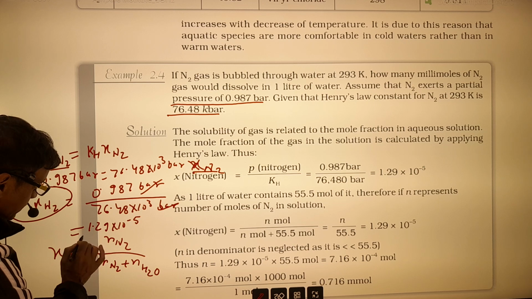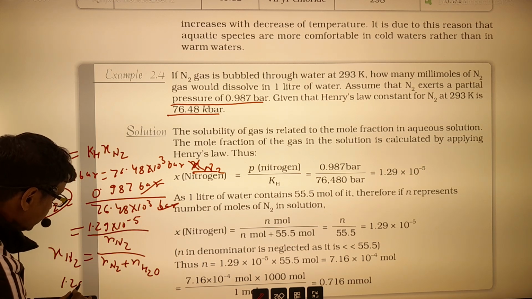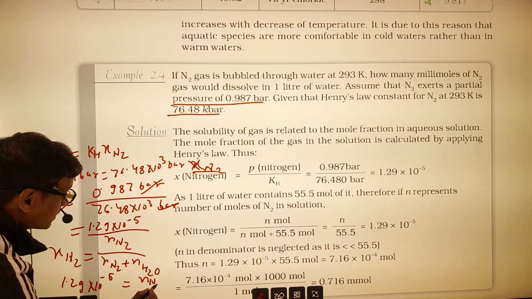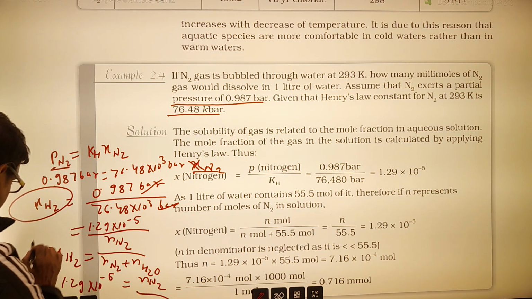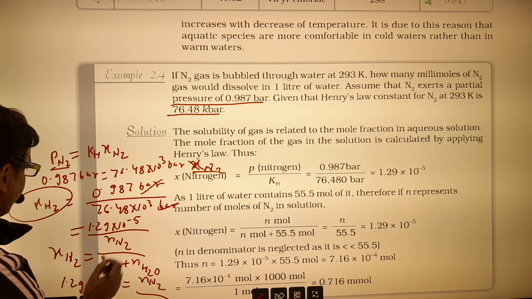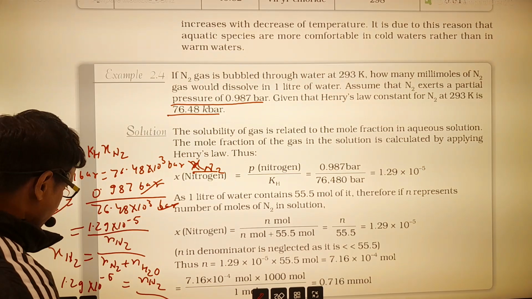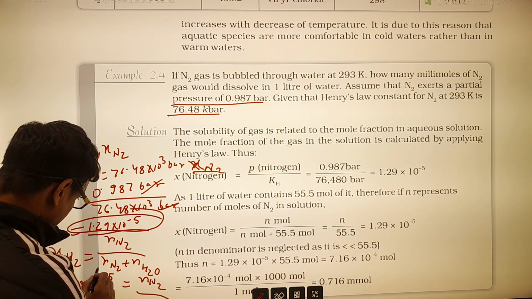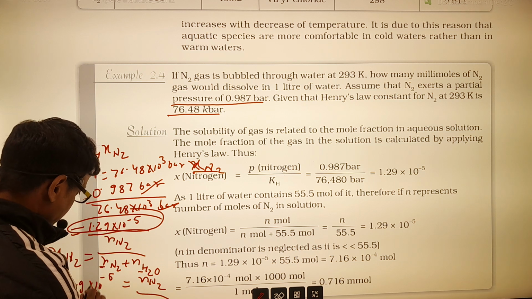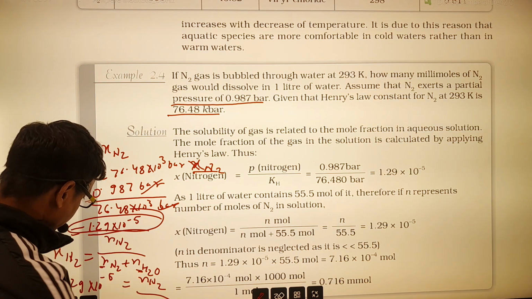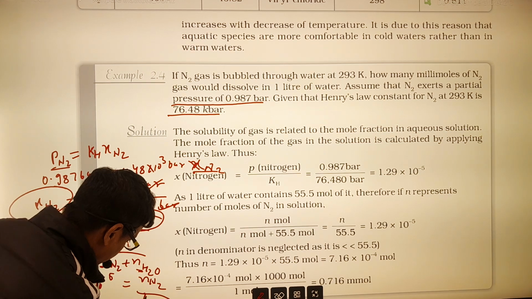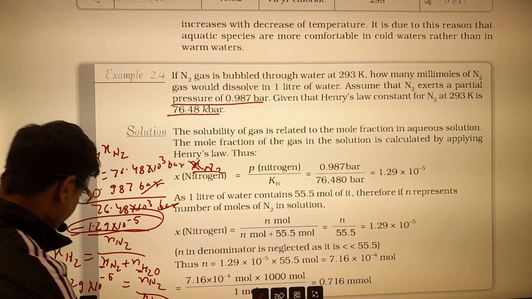So this one you have calculated. So 1.29 into 10 power minus 5 will equal the number of moles of nitrogen. Let's see. Here the value of the mole fraction is very small. So when this is very small, during the addition of the number of moles of nitrogen and the number of moles of water, you can ignore the number of moles of nitrogen. So it will be the number of moles of nitrogen upon the number of moles of water.